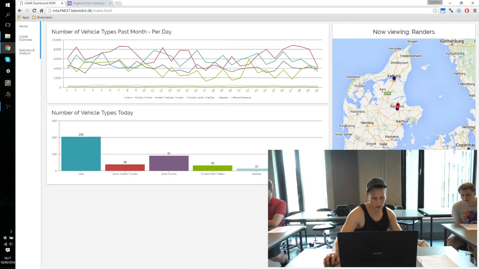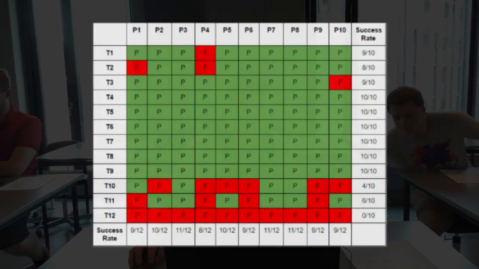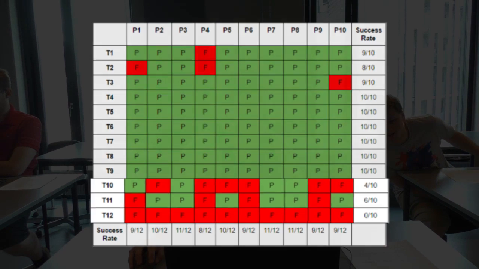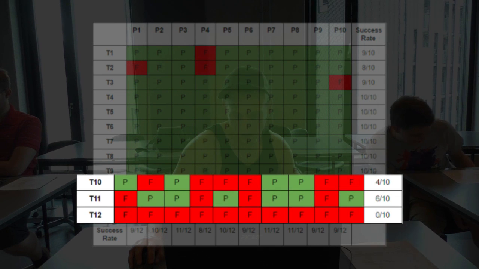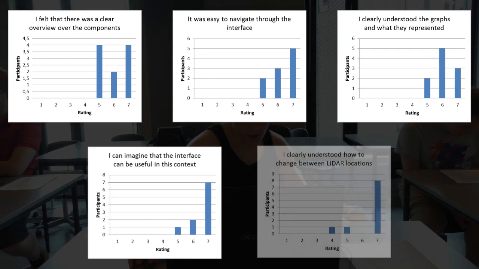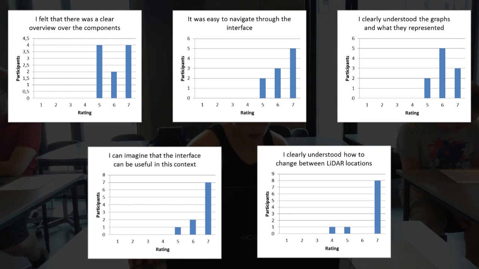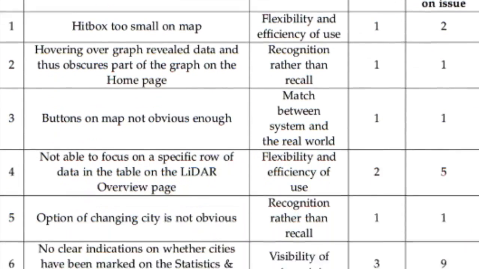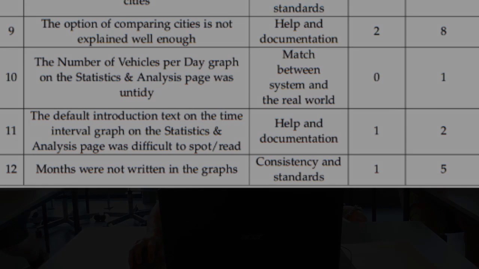Apart from the tasks, the participants were also asked about their experience along with a questionnaire in order to discover usability issues. The participants in general were able to complete the tasks, with the 3 tasks on the statistics and analysis page failing more than others. The interface received positive feedback from the qualitative questions as well as the questionnaires, but there were still usability issues discovered, which means that there is still room for improvements.